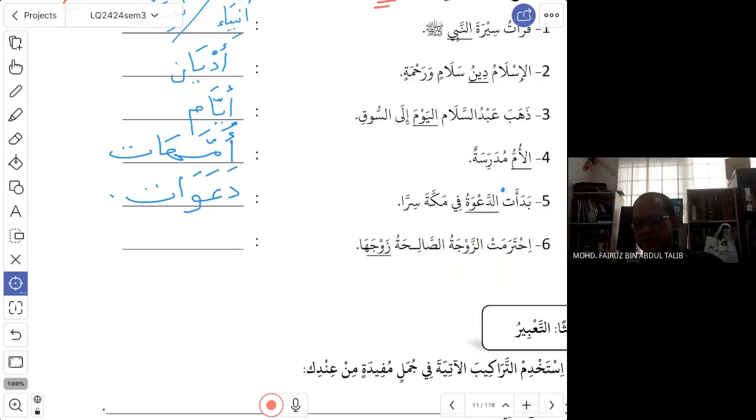Zawjatu salihah. This is the adjective for the word zawja. Az-zawjatu salihah respected her zawj, her husband. So she respected her husband. Zawj, husband or spouse. Spouse is also zawj. The word zawj can refer to both husband and also wife. You can say zawj for both of them. So here it is for the husband.